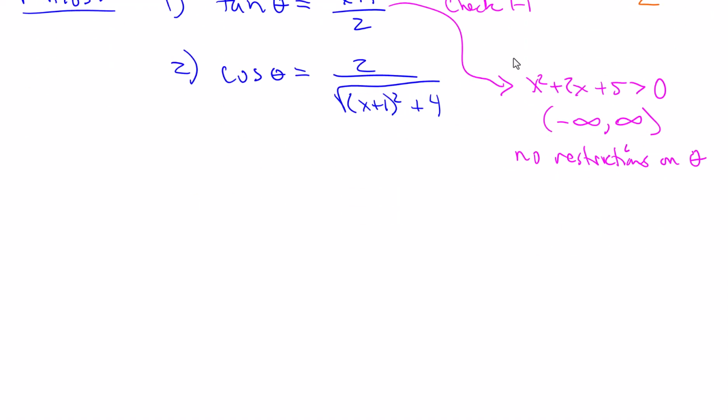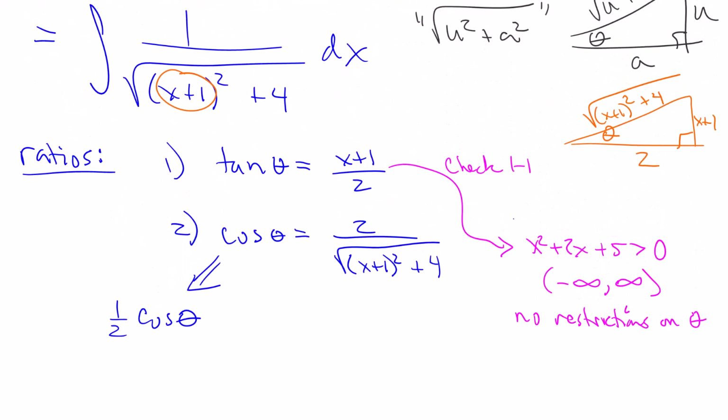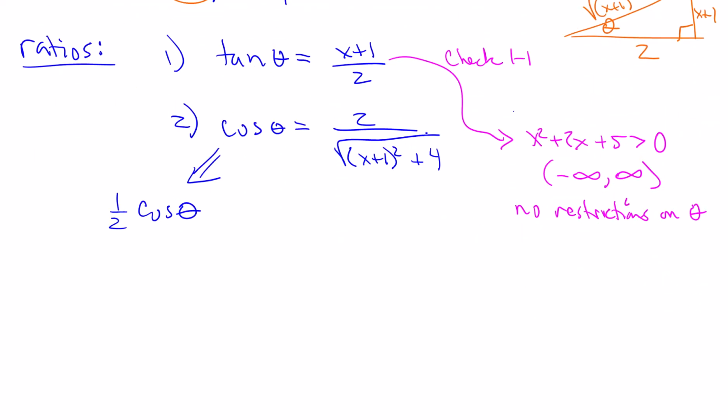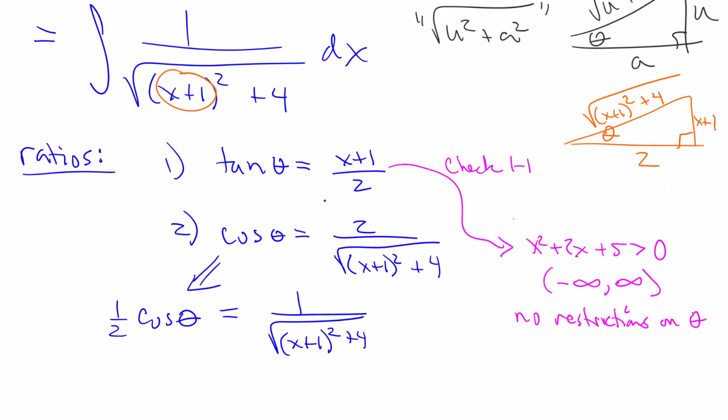Let's also take note that if we take our second ratio, the cosine theta equals 2 over that root, and do a little bit of flipping on that, that would imply 1/2 times cosine theta. If I just divide by 2 on both sides, I'm trying to isolate this root. Remember, we're trying to replace stuff in our integrand that we can't work with. Dividing both sides by 2 gives us 1/2 cosine theta equals 1 over this root, which is part of that original problem, the root of x plus 1 squared plus 4. Okay, so that's now something we can replace. All we need left is the dx to be replaced, and then we should be good to go.